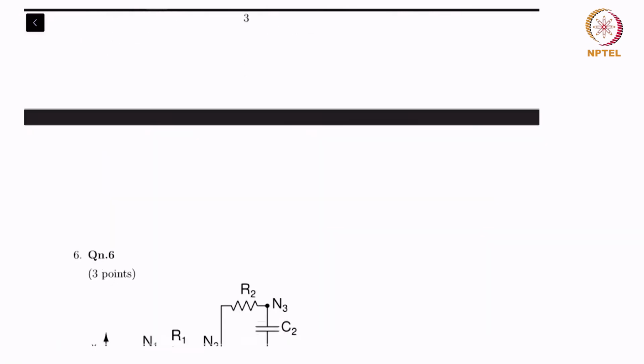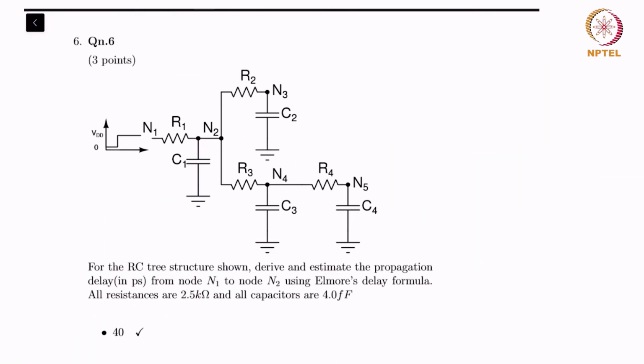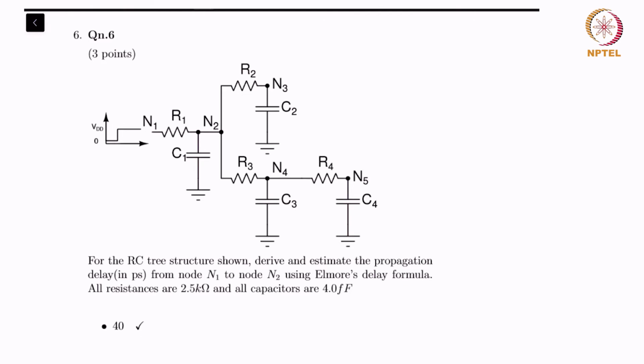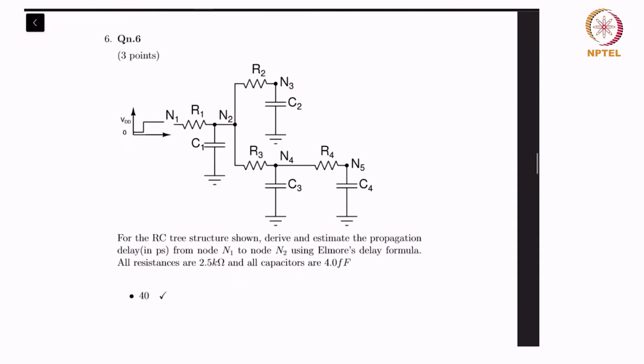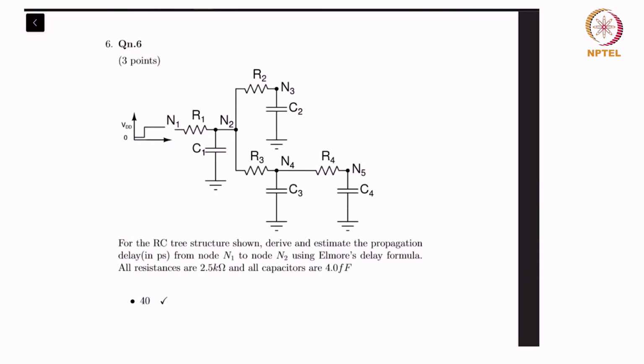So moving on to question number 6. This is another Elmore delay question, and now we are given values for the resistances and capacitances. It is solved in exactly the same way as the previous question, a very straightforward Elmore delay question, and all you need to do is calculate the delay from node N1 to node N2.